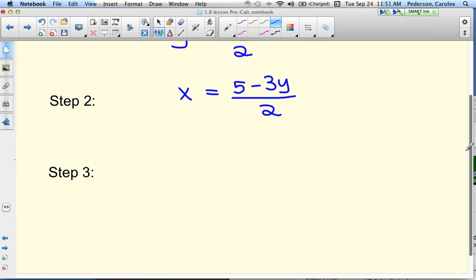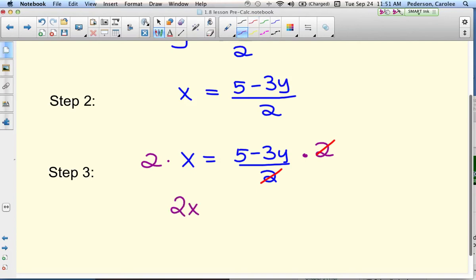So the first step is I'm going to multiply both sides by 2. So first I'm just going to rewrite this step that we had above, and I'm going to multiply this side by 2 and this side by 2. The reason why I'm going to multiply both sides by 2 is to remove the fraction on the right side. So now I have 2x on the left and 5 minus 3y on the right.